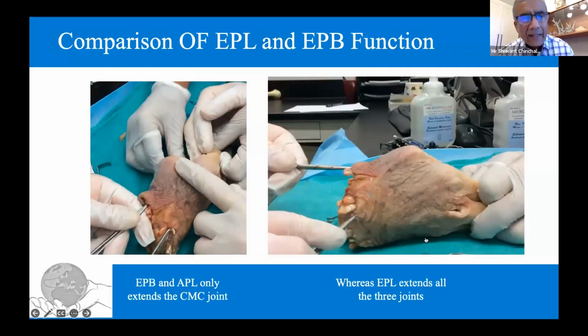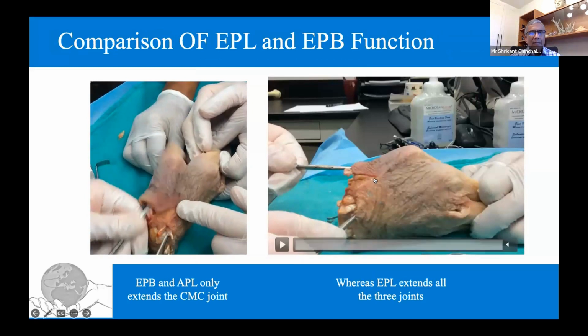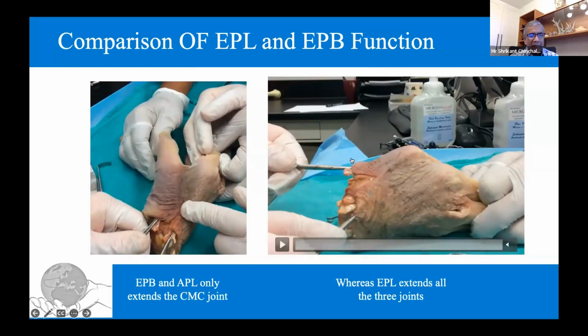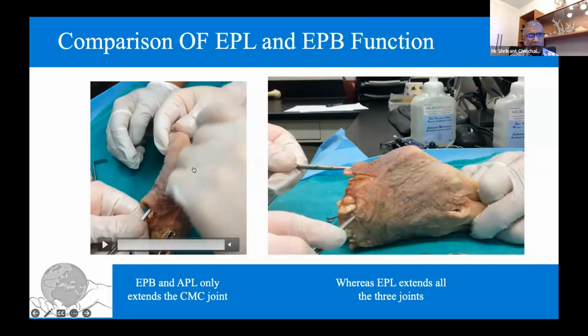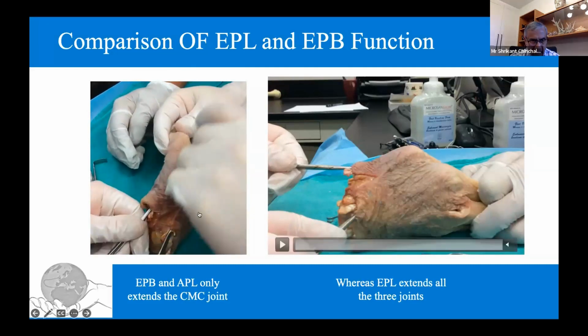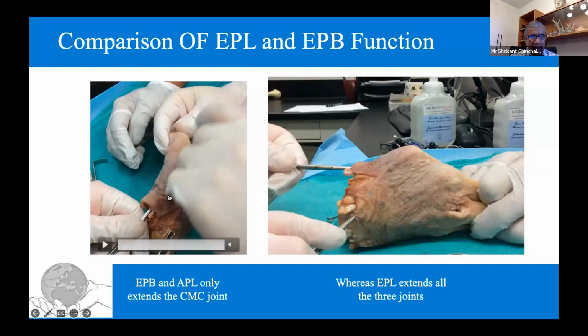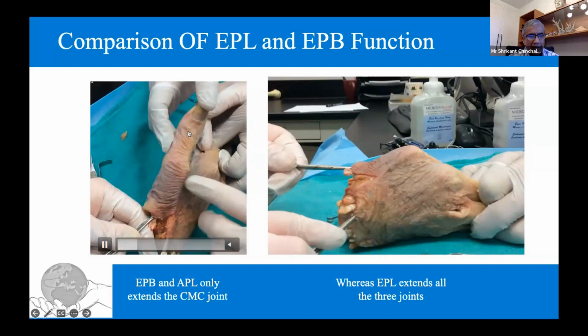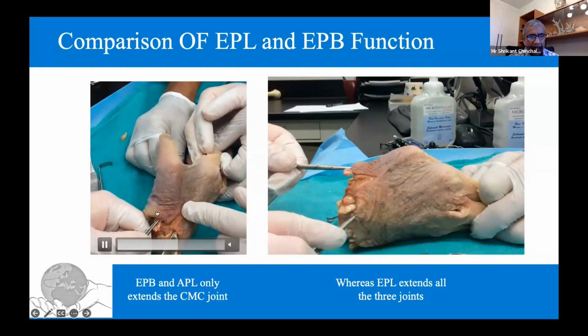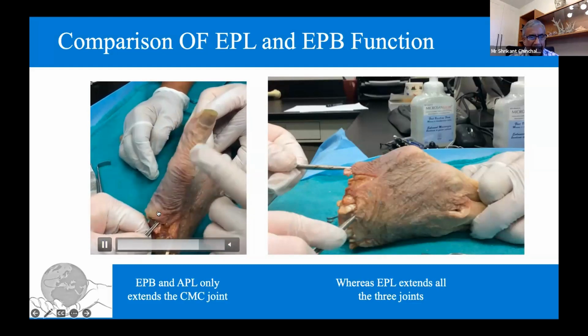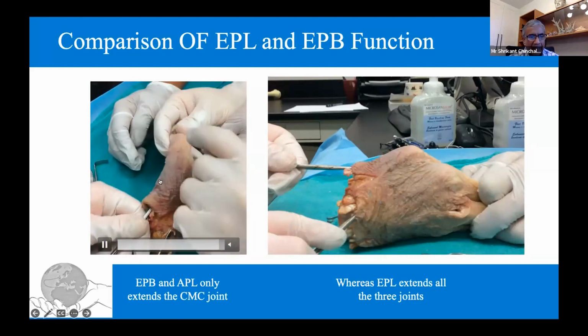If you compare the EPL and EPB function, we can very well see on a dissected thumb that EPB is only an extensor of the CMC joint. Even though the EPB inserts distal to the MP joint, it has no action whatsoever distal to the MCP joint. So here I am pulling on EPB. I can see that the CMC joint is extending, whereas nothing happens at the MCP joint.